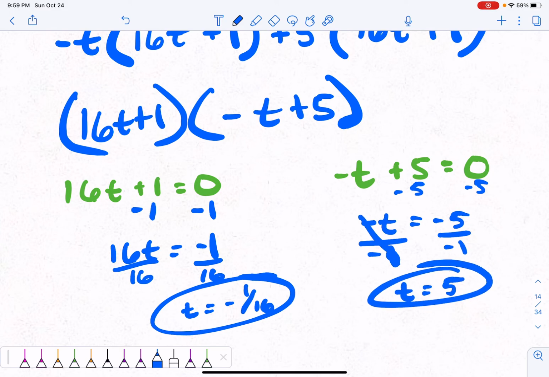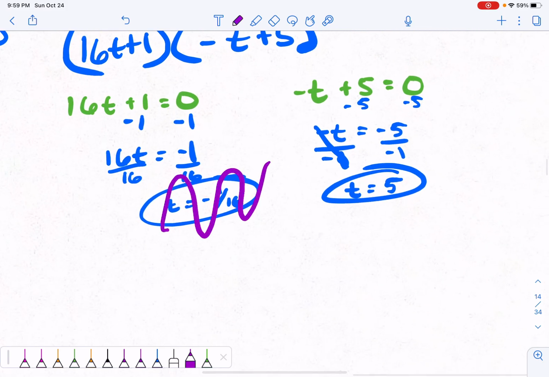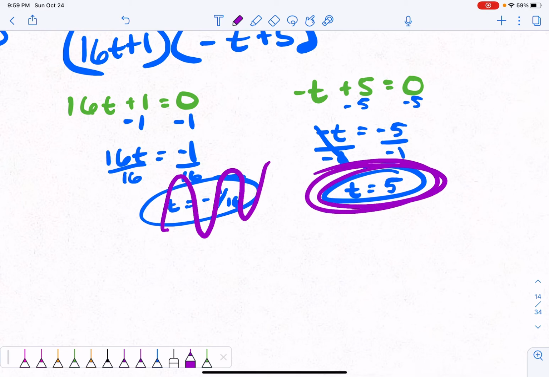Okay, now remember from the story that we were solving for time. And over here we got time as negative 1 over 16, but time cannot be negative, so we can just conclude that this javelin is spending 5 seconds in the air, and the time is 5 for that.